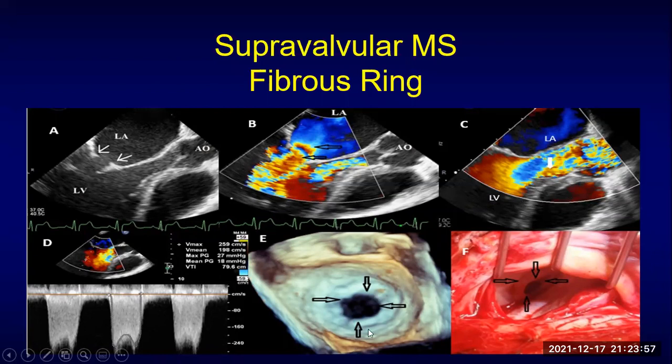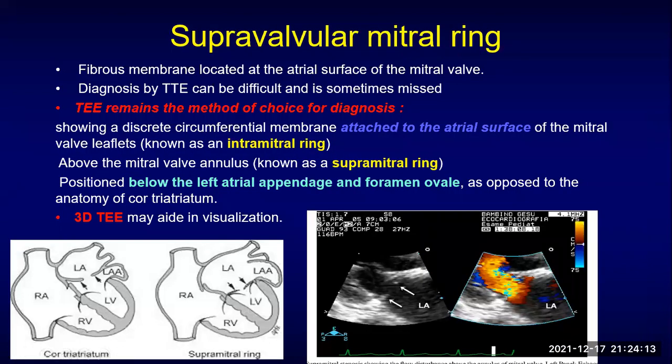Okay, and here 3D echo can give us a more important view of this fibrous ring. And of course, the mitral valve gradient, which is very high in this case. So the supravalvular mitral ring is a fibrous membrane located at the atrial surface of the mitral valve. It is difficult to see on transthoracic echo. Transesophageal echo remains the method of choice for this diagnosis.